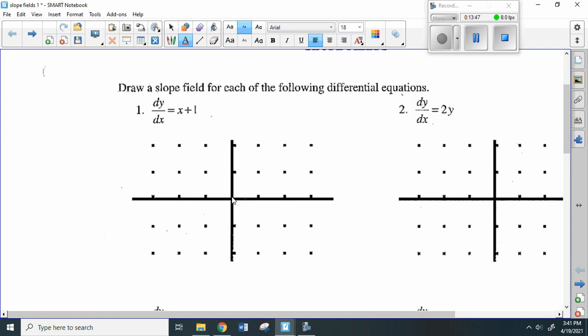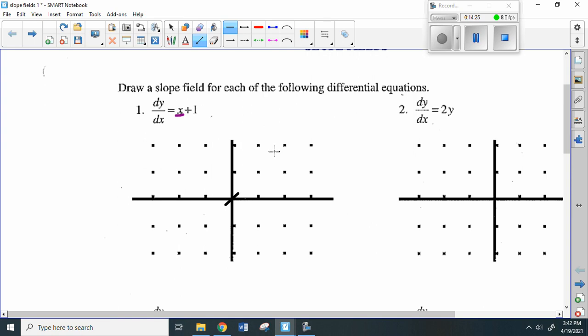Here's my origin. If you look at your formula, all that matters in the formula is the x value of the ordered pair. So when x equals 0, I get 0 plus 1, which is 1. So the slope of the little tiny line segment that I'm going to draw is 1. I'm literally drawing a tiny line segment, with a slope of 1, which is about a 45-degree angle.